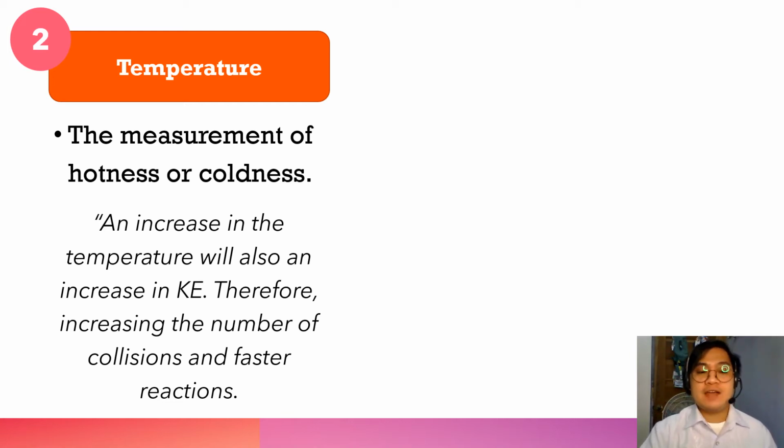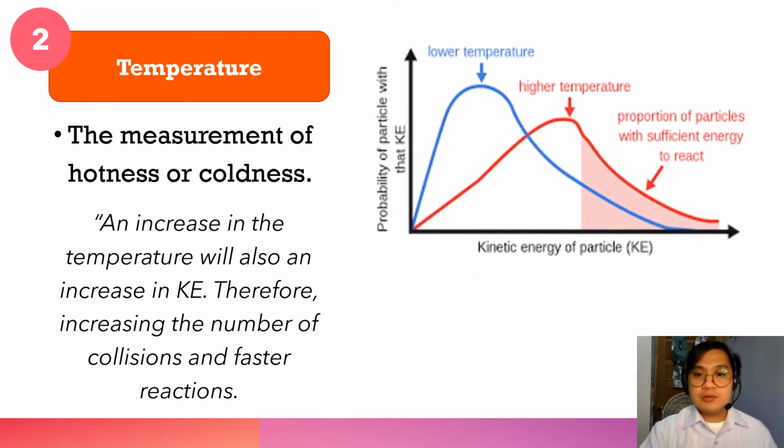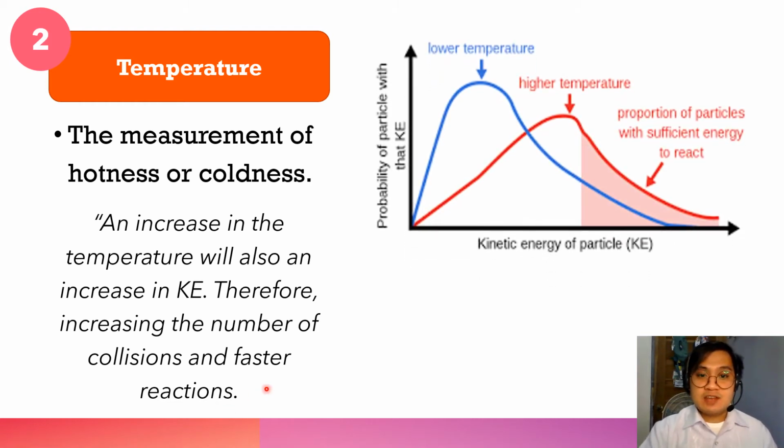If I have an illustration for this, it will look like this. As you can see in the illustration, we have here the kinetic energy of the particle, and this one is the probability of a particle with that kinetic energy. When there is lower temperature, the particles will have a lower kinetic energy, as you can see in the line graph. While if there is higher temperature, a greater proportion of particles will have a sufficient amount of energy to react or to collide with each other.